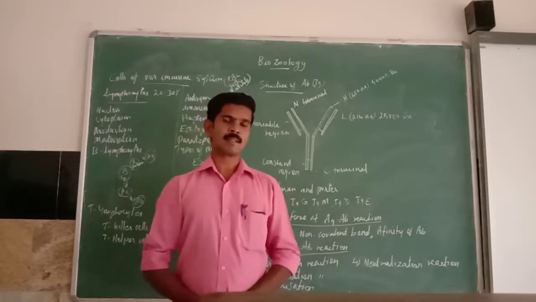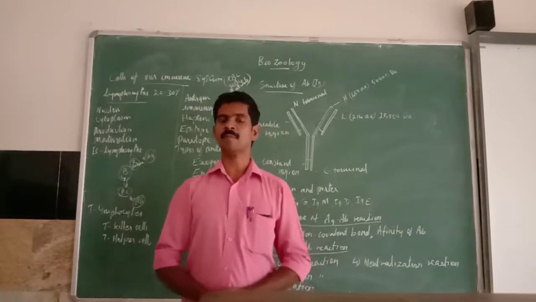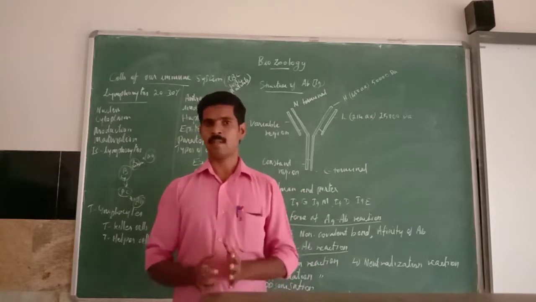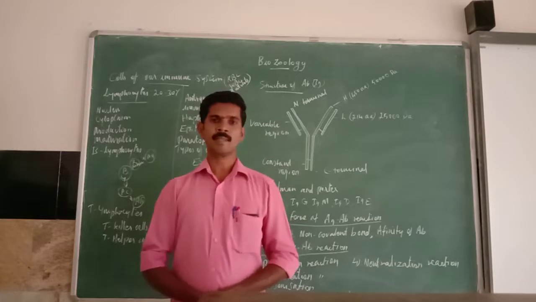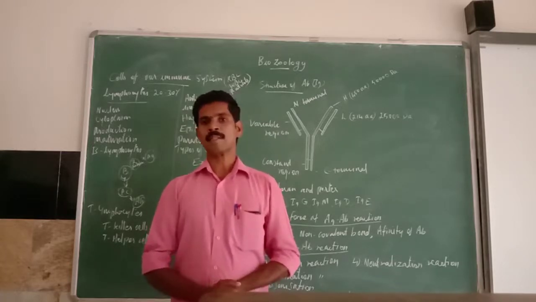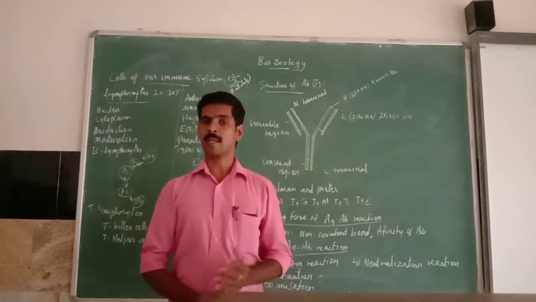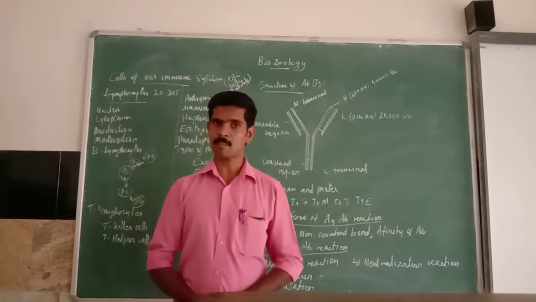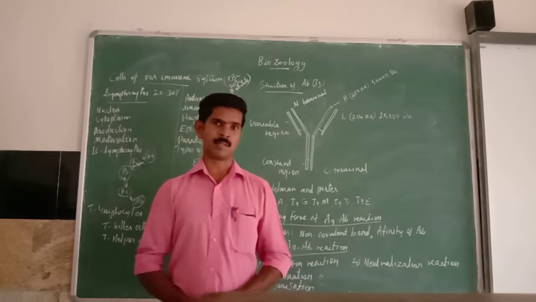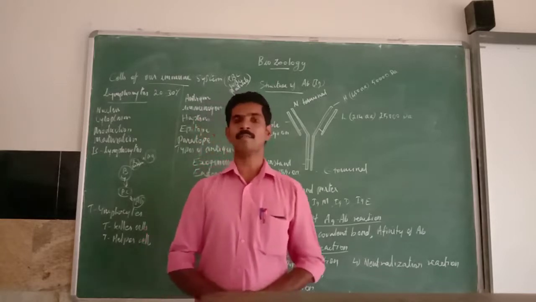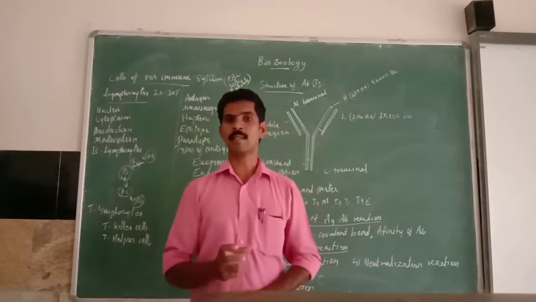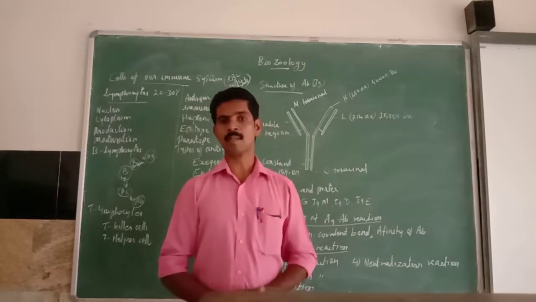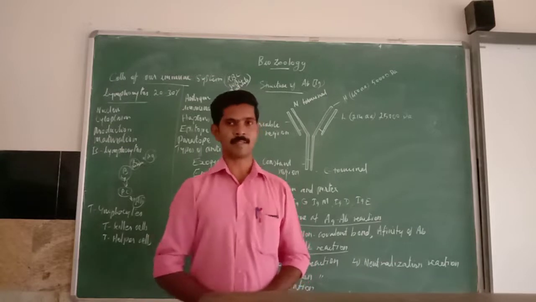In the last class, we studied some important lymphoid organs. Just remember all the points. The lymphoid organs are classified into two major categories: primary lymphoid organs, or central lymphoid organs, and secondary lymphoid organs, otherwise called peripheral lymphoid organs. In the last class, we studied two important secondary lymphoid organs and two important primary lymphoid organs.